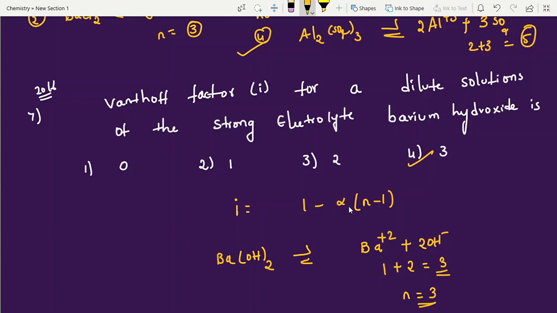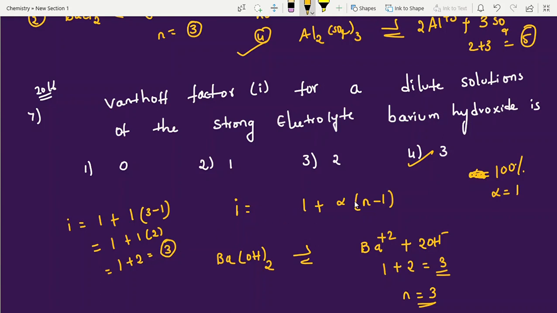If alpha equal to 100% dissociation, then alpha equal to 1. Alpha 100% dissociation is nothing but alpha equal to 1. You can substitute: suppose here i equal to 1 plus 1 into 3 minus 1, that is 1 plus 2. Totally 3 particles. You can go this way of calculation or else this way of calculation. Finally, the answer is 3. So that means the 4th option.